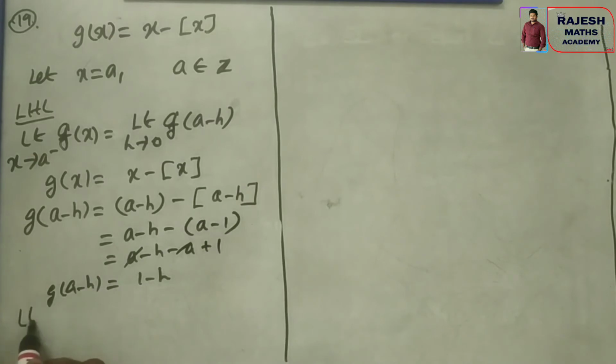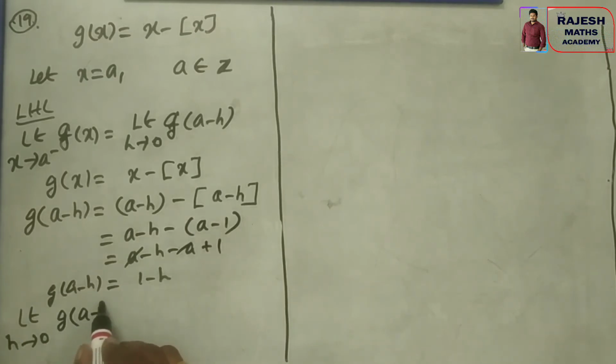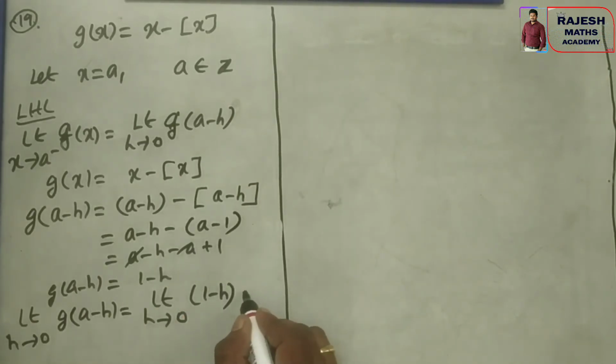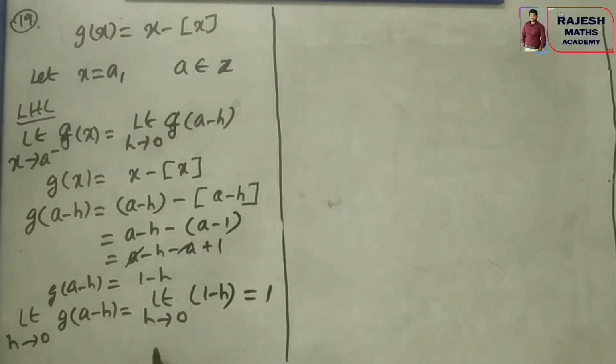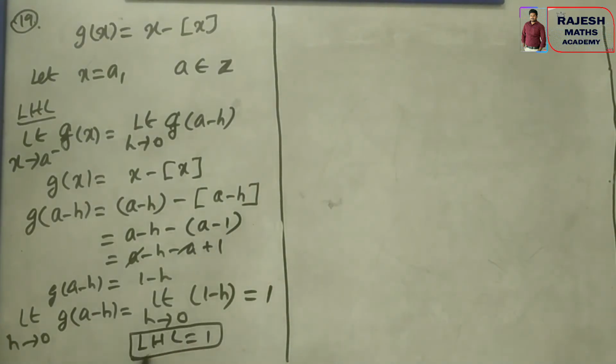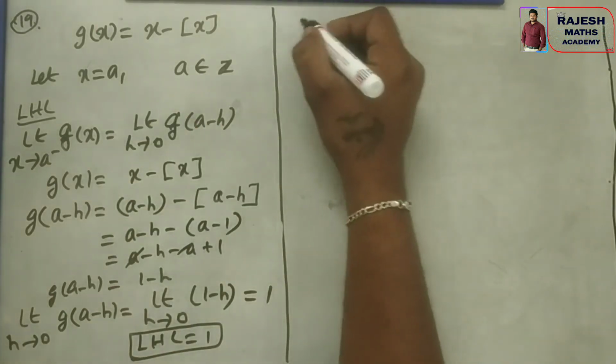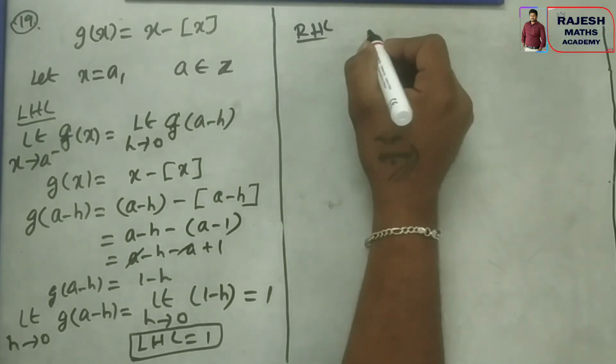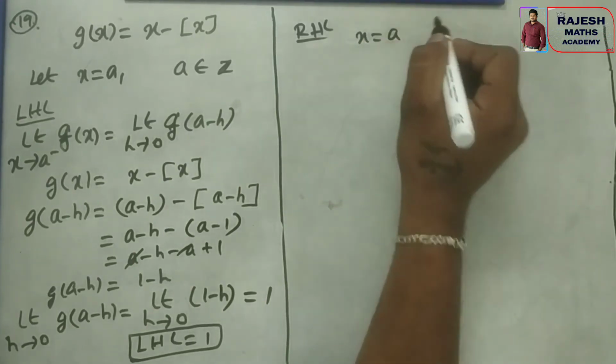Now apply the limit. Limit h tends to 0, g of a minus h is equal to limit h tends to 0 of 1 minus h. Applying the limit, I will get 1. So my LHL is equal to 1 at x equal to a. What about the RHL case? I am going to find the RHL at x equal to a.